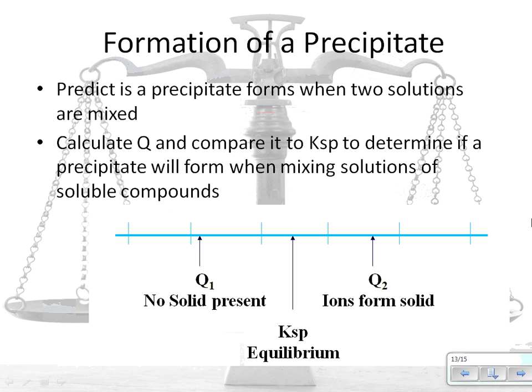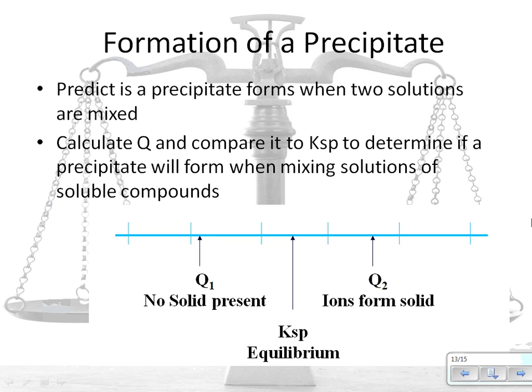And the last example we have to do is figuring out if a precipitate will form. So this is a very common question on a test. So if I mix two solutions together, you're going to basically be able to predict whether or not a precipitate forms based on the KSP values. So we're going to calculate Q, just like we did in the last video, and compare it to your KSP value to determine if a precipitate will form.